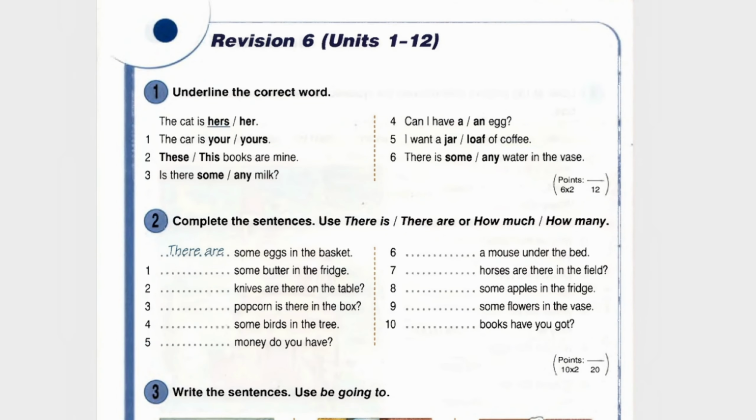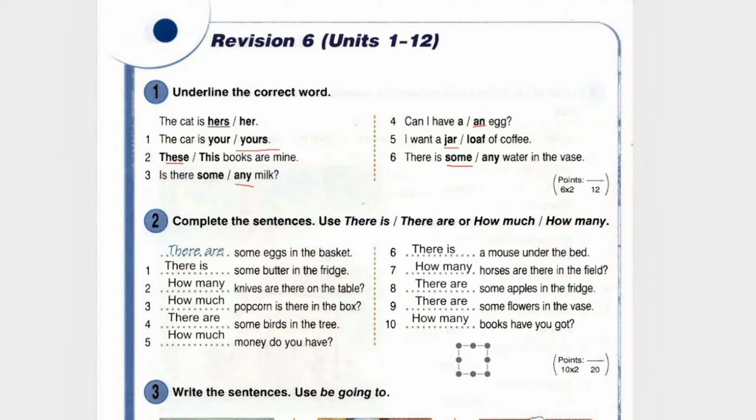Okay, so let's take a look at this exercise. Underline the correct word. The car is yours. These books are mine. Is there any milk? Can I have an egg? I want a jar of coffee. There is some water in the vase.